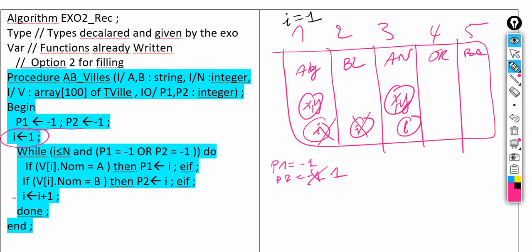What do you do? You will check the town number 3. T3.name is Annaba. Yes, it is Annaba. P1 becomes what? Becomes 3. Okay. And then what do you do? I receives I plus 1. So I goes to 4. But this time around, when you loop, what do you check? You check that this condition will become false because yes, 4 is less or equal than 5, but P1 is not equal to -1 anymore. And P2 is not equal to -1 anymore. So you have found the 2 towns. You stop the loop. You break the while loop. And then you go back and finish the procedure. This is how you do it.